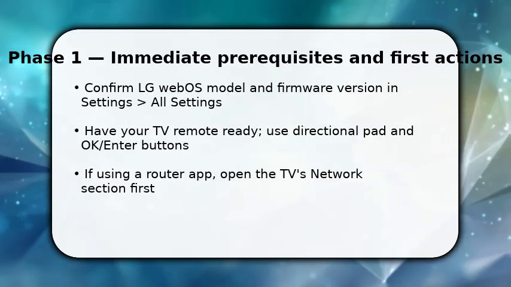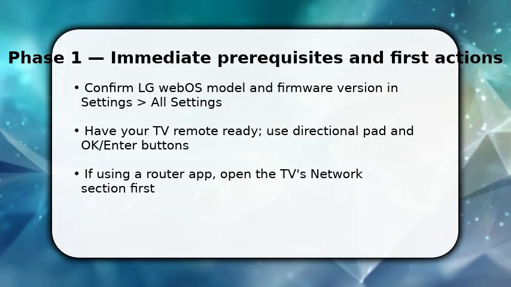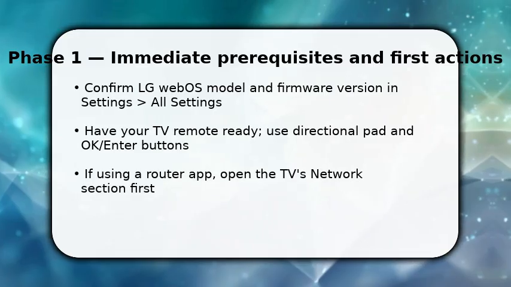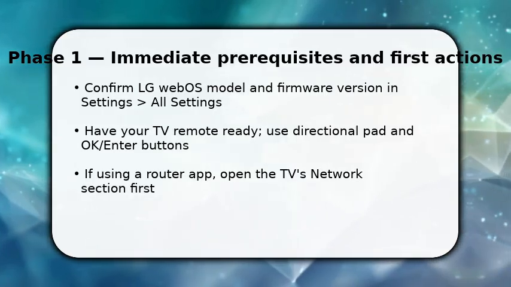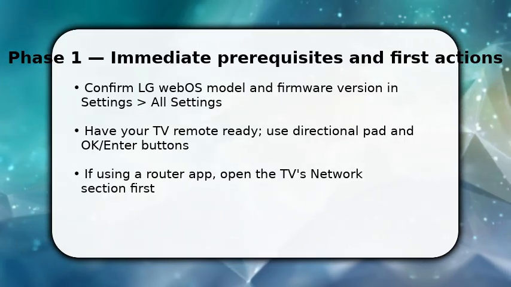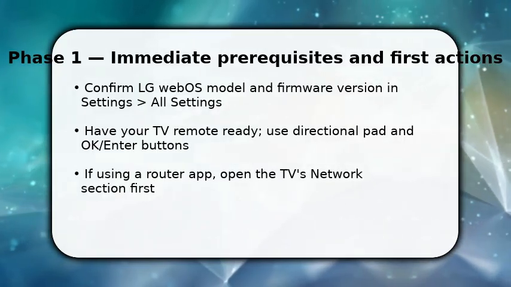You start by checking two essentials: your LG Web OS version and which connection method you used for the VPN. Open Settings, then All Settings, make sure you're on the correct input. Once done, navigate to Network. This is where the TV stores VPN or proxy entries.